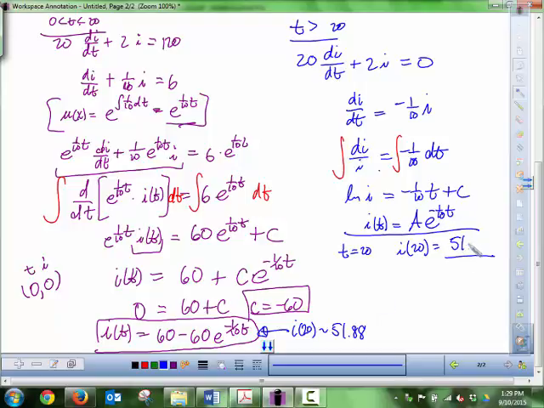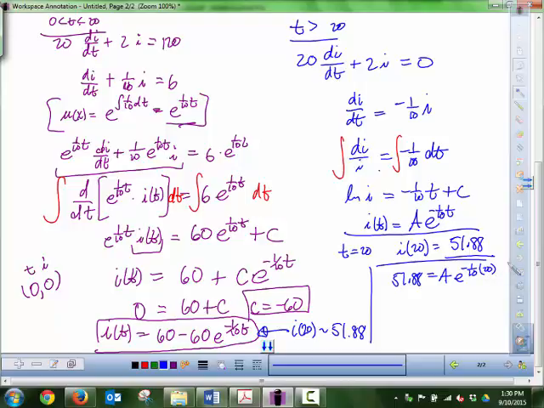51.88. So we'll use that as our initial condition when t is equal to 20. So that's how we're going to solve for a. So 51.88 is equal to a e to the negative 1/10 times t. In this case, we're starting off at 20. So a is equal to, it looks like it's going to be the ln of 51.88 divided by, oh, that'll probably be times.